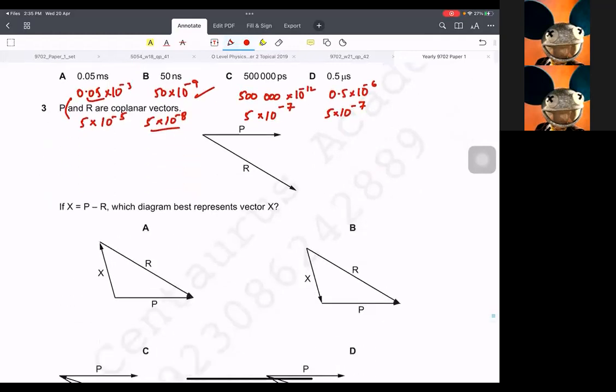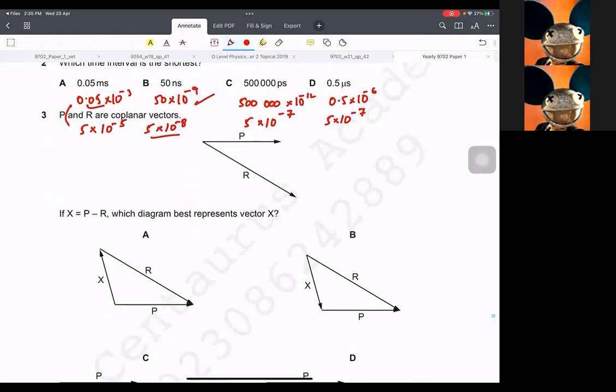Okay. Now it says P and R are coplanar vectors. If X is equal to P minus R, what is the diagram? So we got to make this equation, right? So P is the same. Minus R would be exactly opposite, like this. So the resultant would be from this point to this point, like this. This should be X.